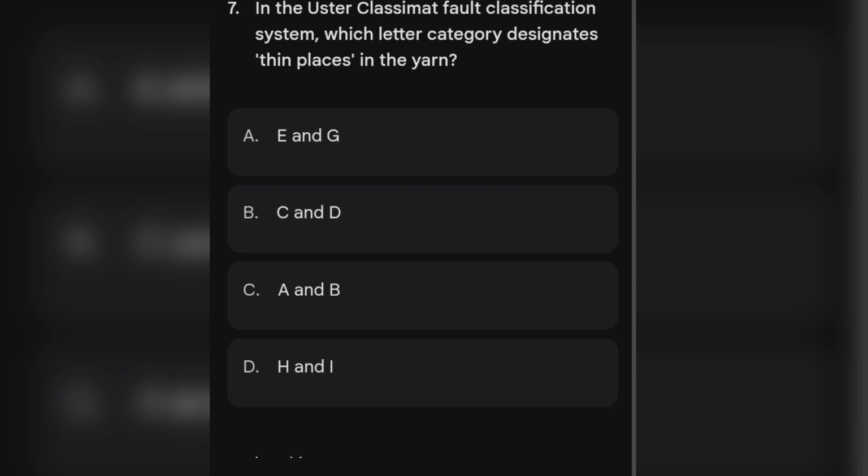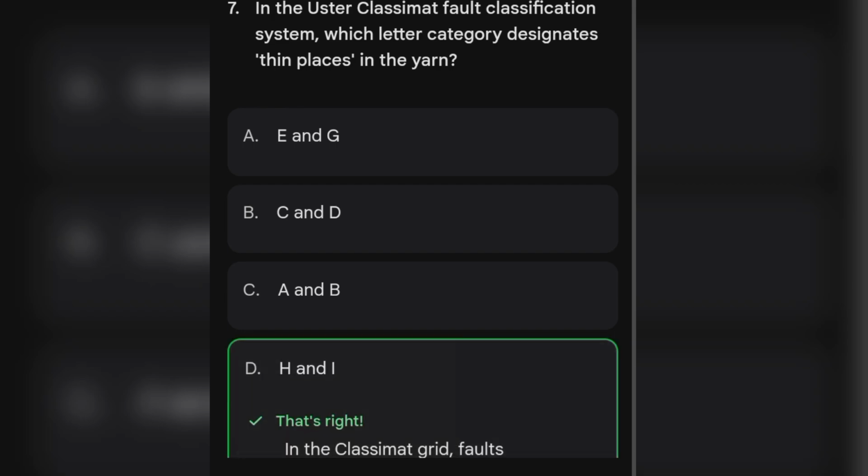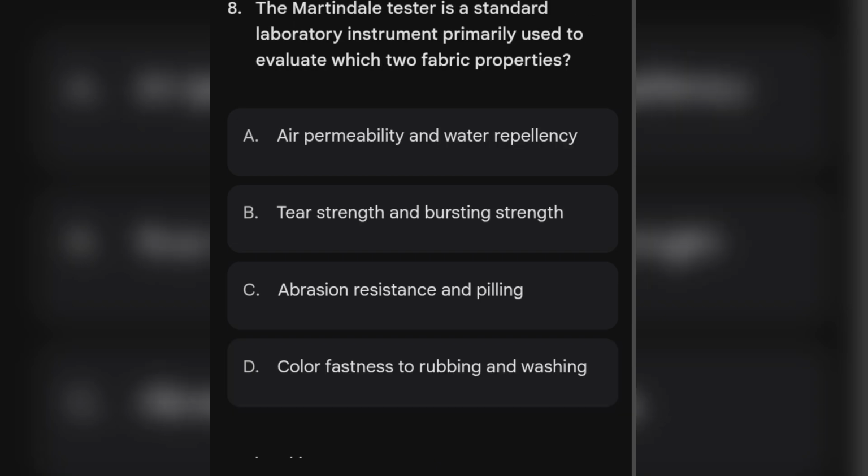You can see the question. The Uster classimat system later categorized the thick and thin places of yarn. As we have seen, look over the Uster classimat. The thick places are given by the H and I group, whereas thin places are given by C and D.